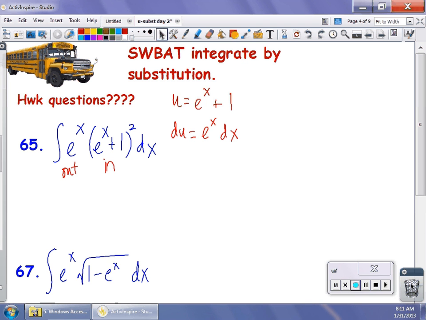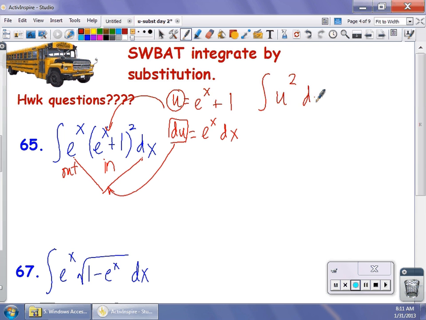Now notice that the variable u will replace everything on the inside of the parentheses, and then notice that my e to the x multiplied by dx gets replaced, in this case, with du. So when I make that replacement, my integral in terms of u will be the integral of simply u squared du. When I find the antiderivative of that, I get u cubed over 3 plus c.